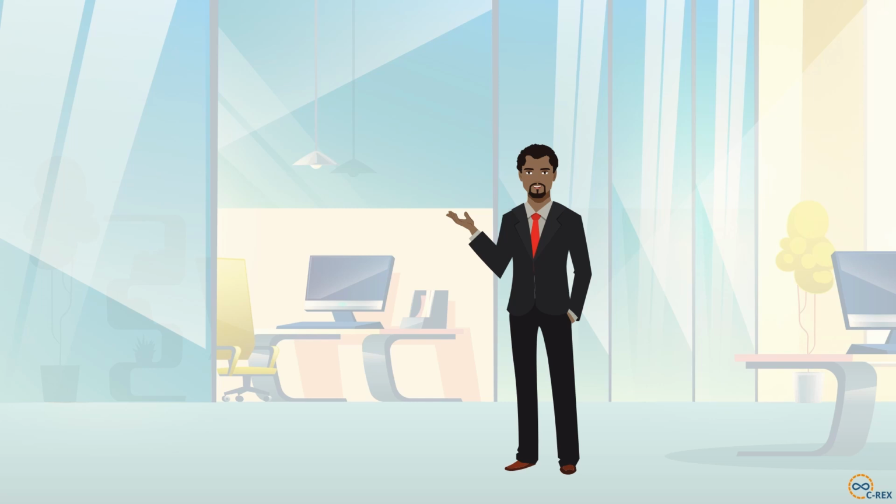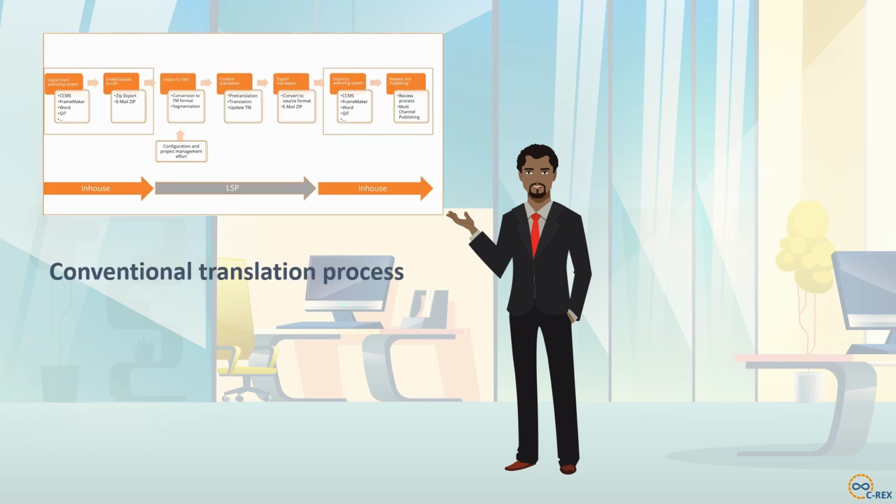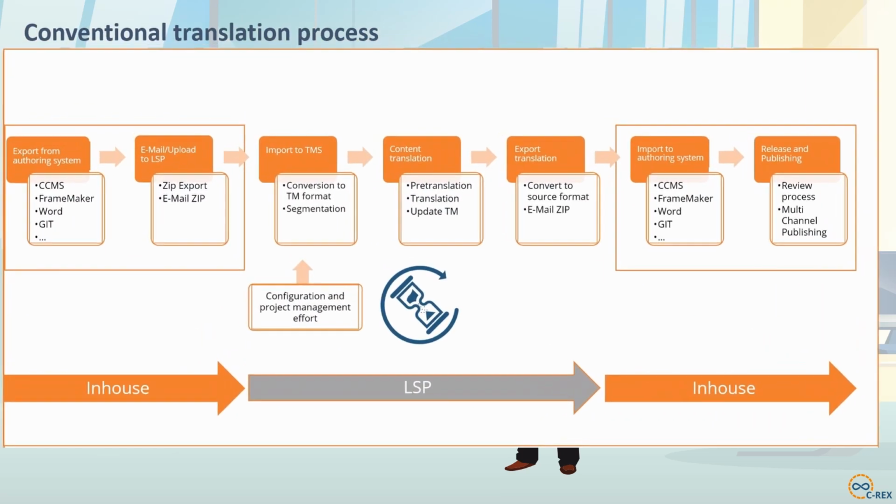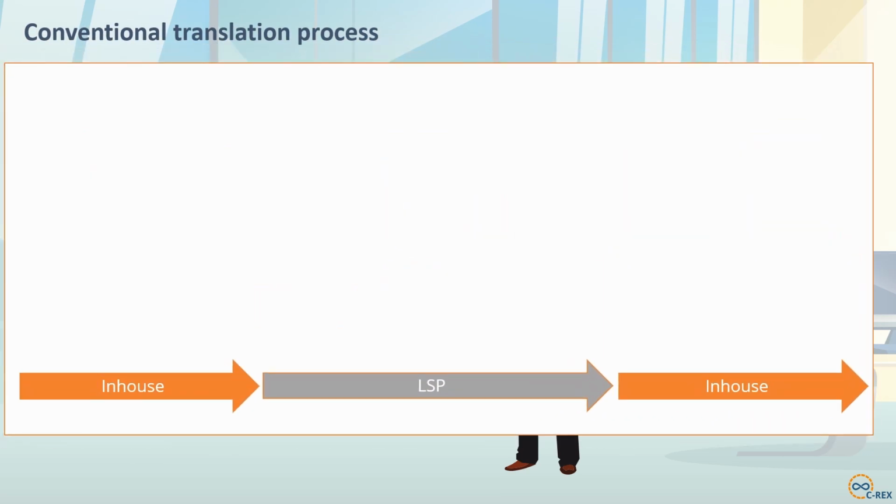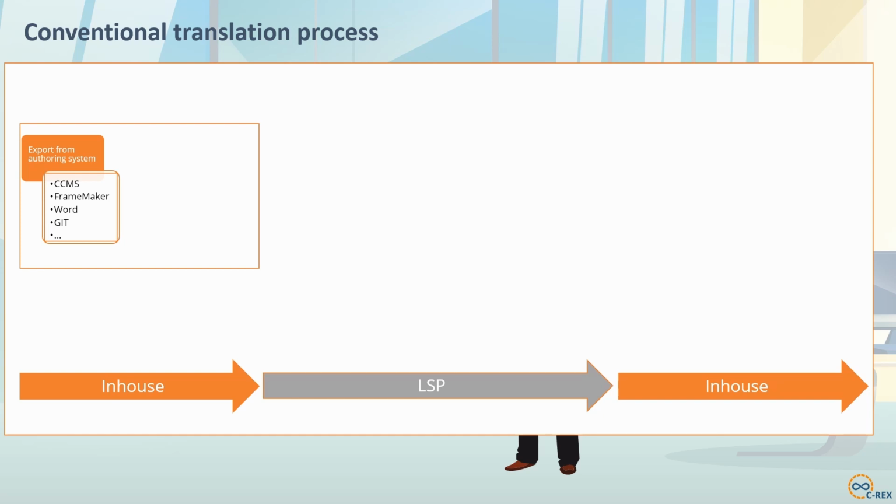We'll take a look at that in a minute, but before we do, let's look back at the past. A glance at the conventional translation process as it used to be in Mike's company until recently. The process there was a three-part process. After completing a piece of documentation, Mike exported the data from the authoring system and sent it to a translation service provider.